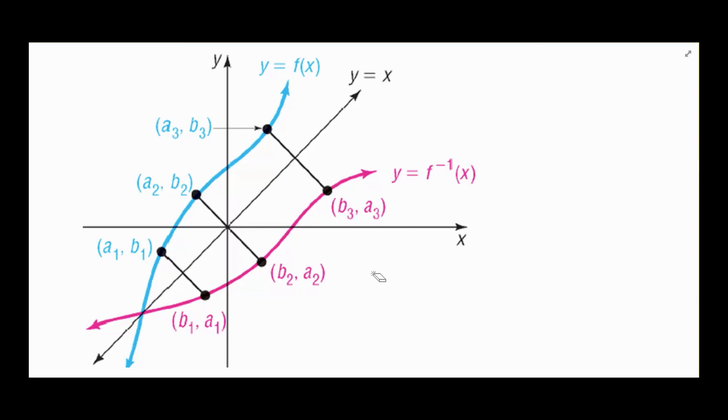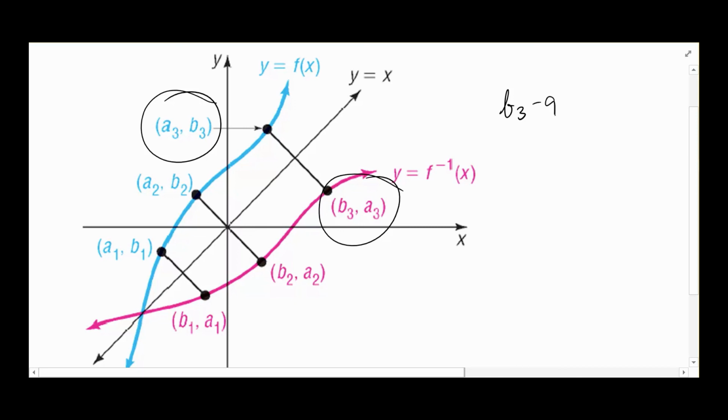Now, we can look at exactly why this is the case. We know that in order for this to be the case, their distance from the line y equals x has to be the same. The line between them has to be perpendicular to the line y equals x, which we can definitely prove. We can find the slope between (a3, b3) and (b3, a3). The slope between them is b3 minus a3 over a3 minus b3.